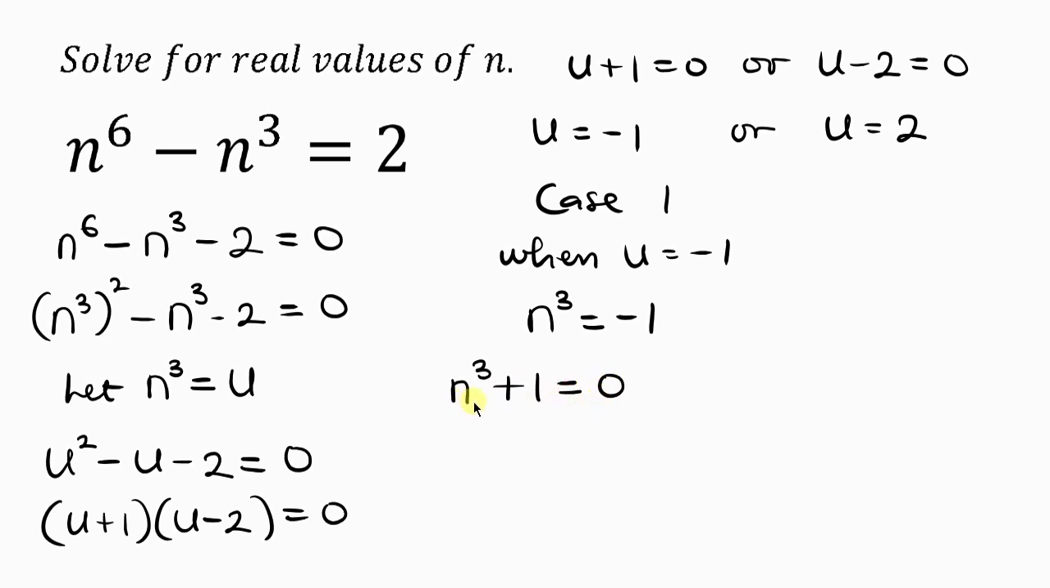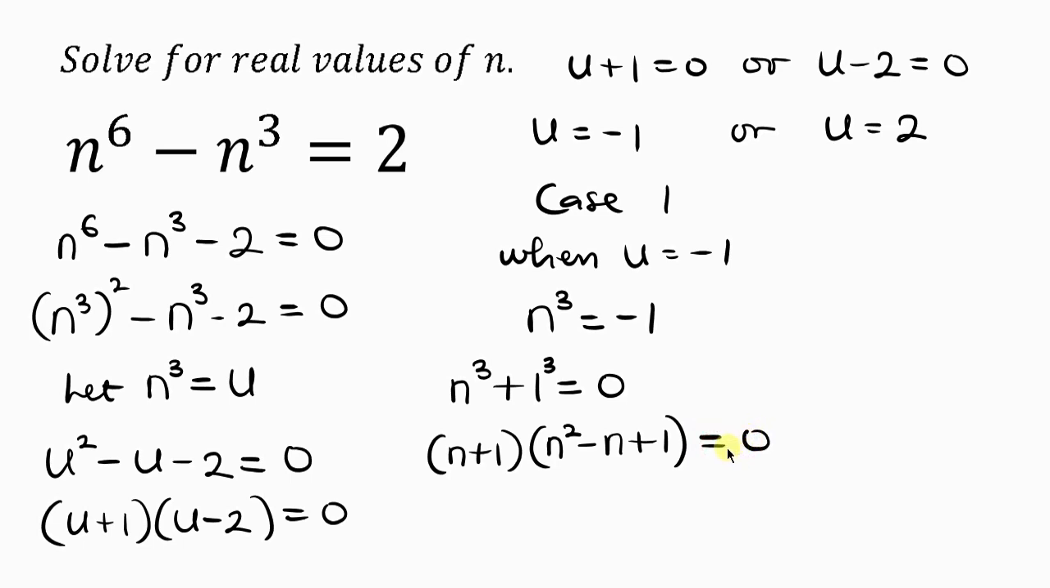So now notice that we have sum of two cubes. Well, because 1 can also be expressed as 1 to the power of 3. They are the same thing. So how do we express sum of two cubes? This can be expressed as n plus 1 times n squared minus n plus 1. So this expression, which is sum of two cubes, can be expressed like this, equal to 0.